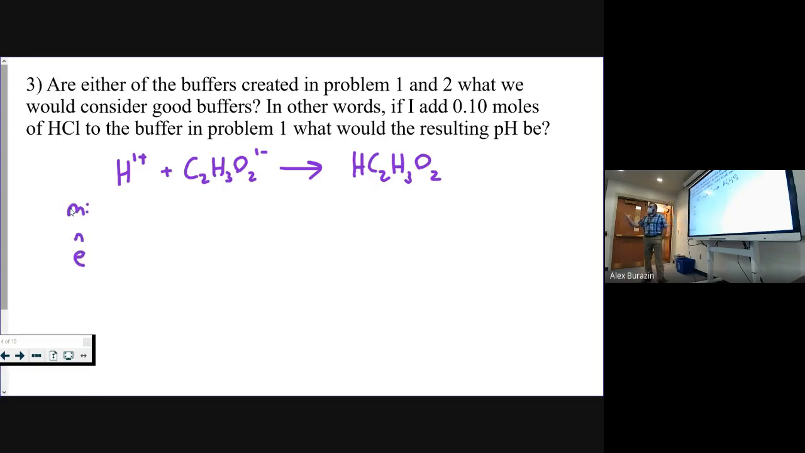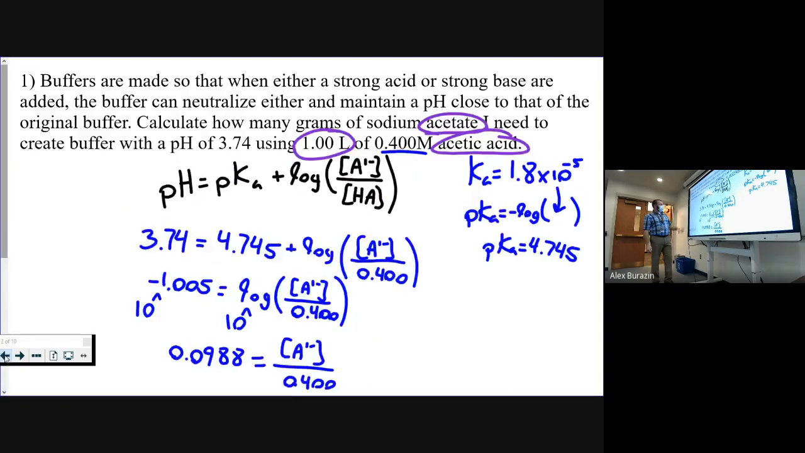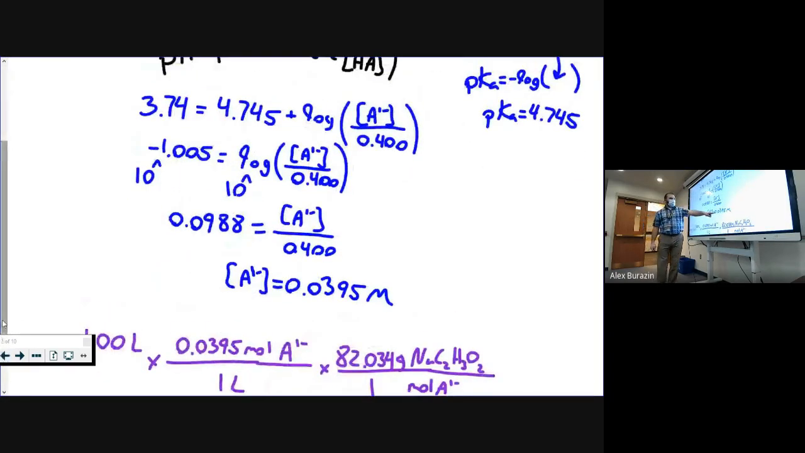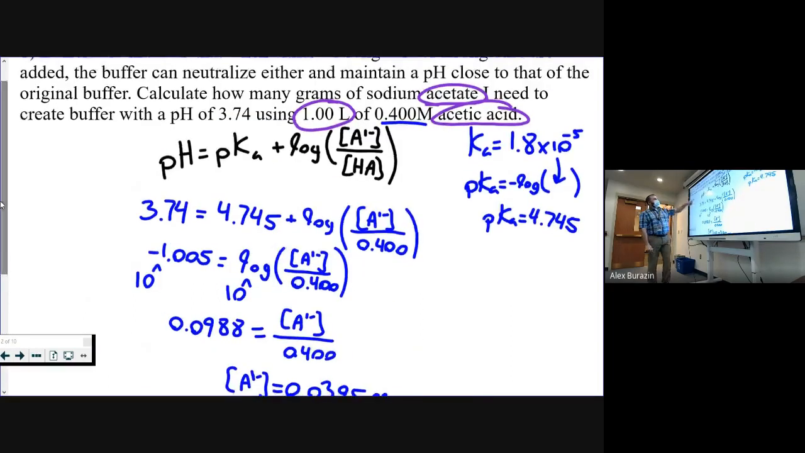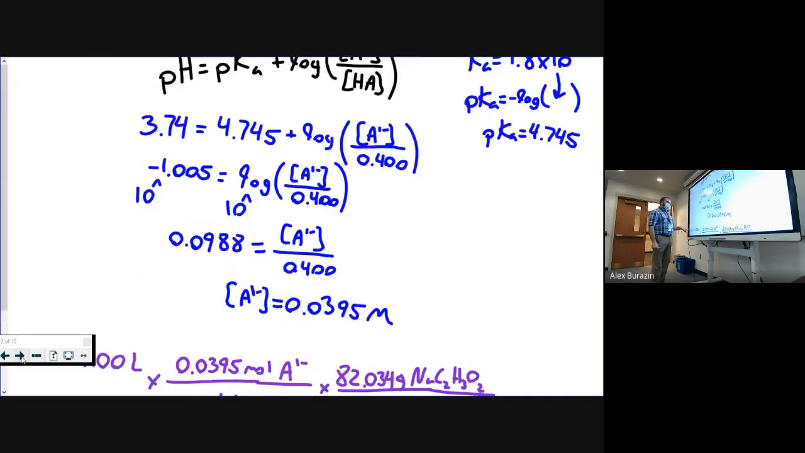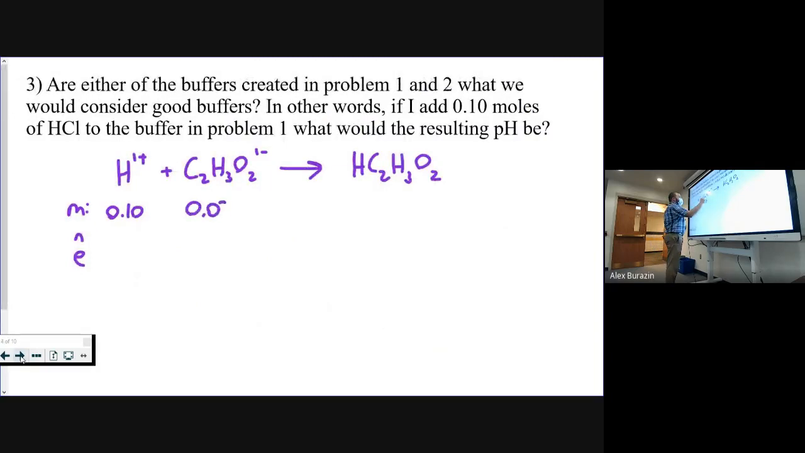Now, fear not, we're not going to go crazy with this. It'll be pretty simple. How much acid am I adding? 0.1 moles. How much base was in my first buffer, this one? 0.0395 moles per every liter. How much did I have? A liter. So I have that many moles, right? 0.0395. How much of this did I have? I think I had 0.4 of the weak acid? Maybe? Yes?